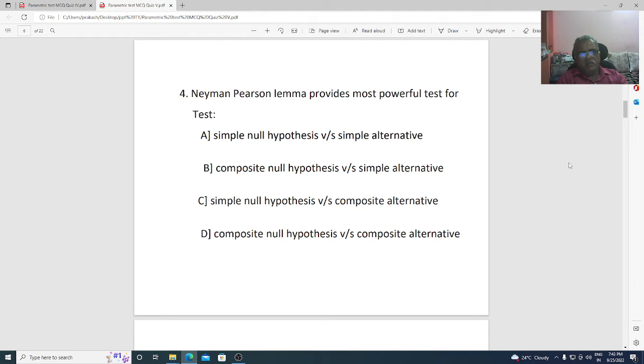Question 4. Neyman Pearson lemma provides most powerful test for testing. Option A, simple null hypothesis versus simple alternative. B, composite null hypothesis against simple alternative. C, simple null hypothesis versus composite alternative. Option D, composite null hypothesis against composite alternative. The correct option is A, simple null hypothesis versus simple alternative.